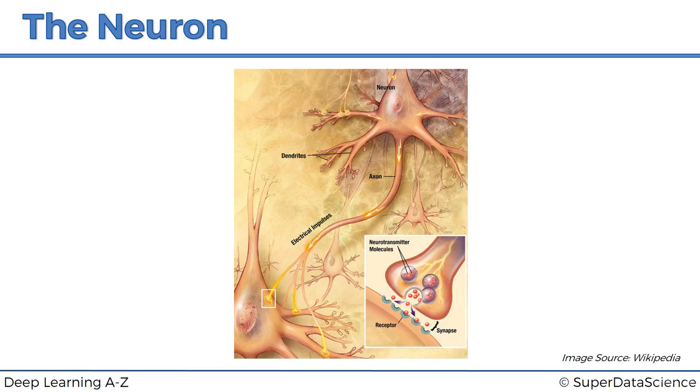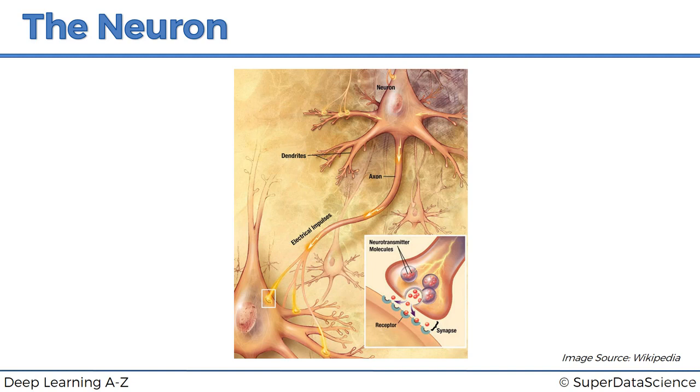And in that small image over there, you can see that the axon doesn't actually touch the dendrite. A few machine learning scientists are very adamant about the fact that it doesn't touch.